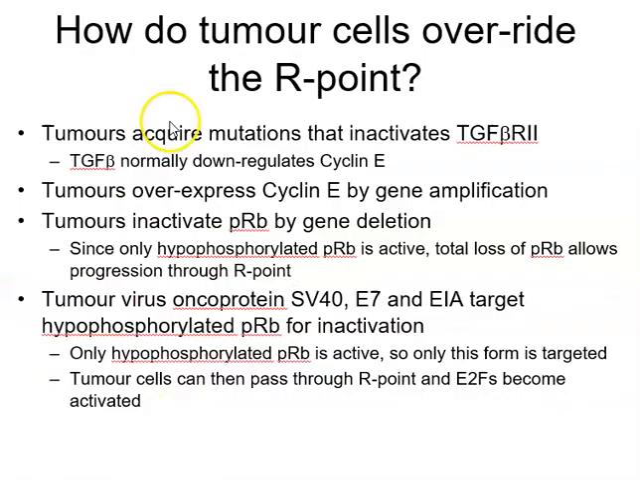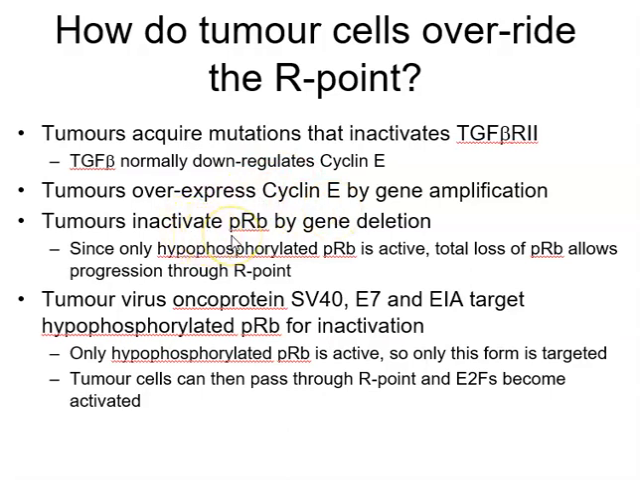So we can summarise how tumour cells can override the R point and then be either insensitive to antiproliferative growth factors, or they can be self-sufficient for their own growth. And these work hand in hand. Sometimes they have mutations in one, sometimes mutations in another. So tumour cells can have mutations that inactivate the TGF-beta receptor, so therefore they no longer respond to the antiproliferative effects of TGF-beta. TGF-beta normally downregulates cyclin E. It can also upregulate some inhibitors of cyclin-dependent kinases. So that will drive proliferation. Tumours often overexpress cyclin E by gene amplification. That will also drive proliferation.